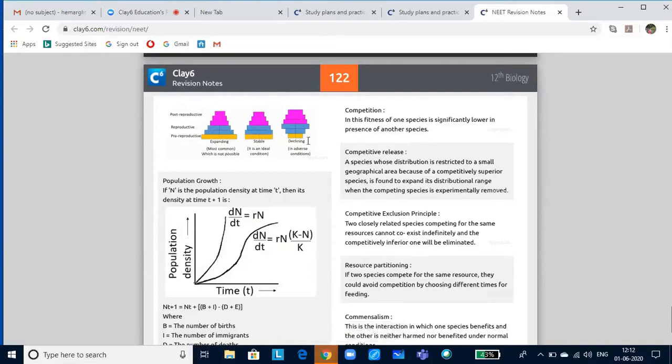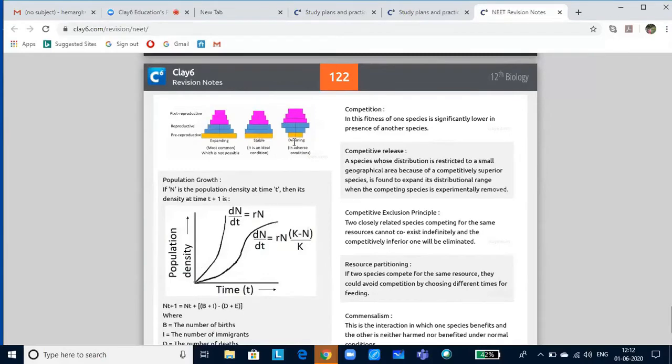And the next one is the declining population. It is the adverse condition. If you look at the pre-reproductive stage, it is very, very small. The reproductive stage is there, and the post-reproductive stage is almost as large as the reproductive. That means once people have passed from the reproductive stage to the post-reproductive stage, there will be no reproduction, because there are very few individuals in the pre-reproductive stage who will move on to the reproductive stage. So in this condition, the population will start declining.